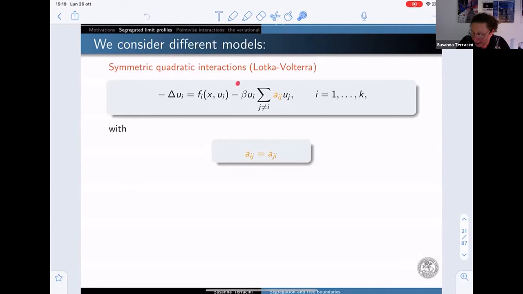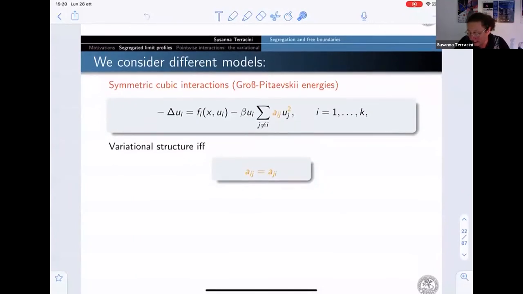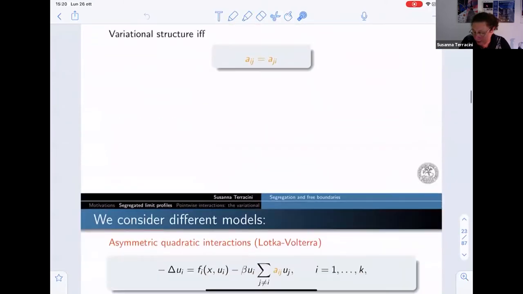Okay. So let's try to understand what are the elements that come into play. We can think of having a quadratic interaction, like in the Lotka-Volterra model, which is symmetric, so the competition rates are symmetric with respect to the exchange of the role of the populations. And then if you go back to the Gross-Pitaevskii problem of minimizing the Gross-Pitaevskii energy, you see that it is very interesting also the case of cubic interaction. This is more or less the Euler-Lagrange equation associated to the minimization of the Gross-Pitaevskii energy of Bose-Einstein condensates. And this system has a variational structure when the coefficients are again symmetric, otherwise not.